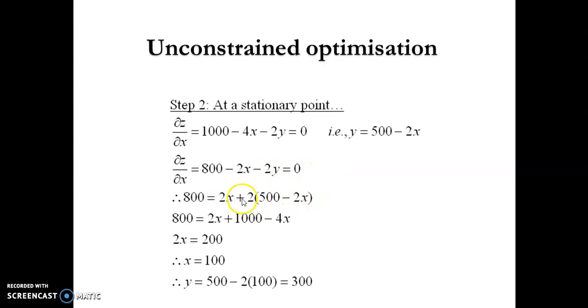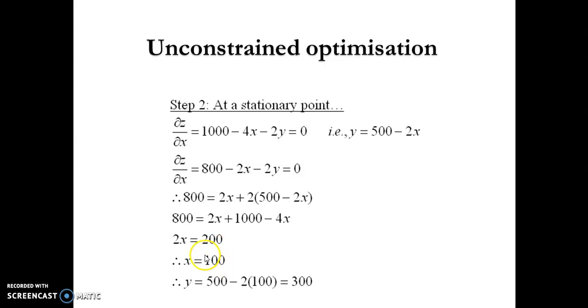Now we only have one unknown, that is x. If we multiply out, we have 800 is equal to 2x plus 2 times 500, which is 1000. Positive times a negative is negative, 2 times 2 is 4x. Now we can solve for x. If we take our x's over, we have minus 2x plus 4x, that is going to give us 2x, and 800 becomes minus 800 on the right hand side. So 1000 minus 800 gives us 200. So x is just going to be equal to 200 divided by 2. X is equal to 100.